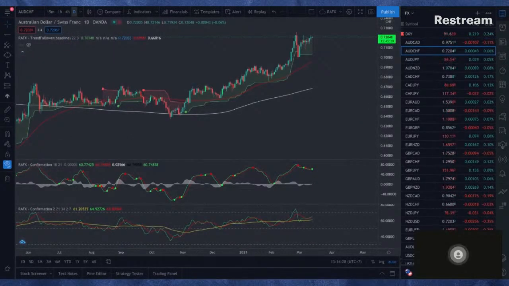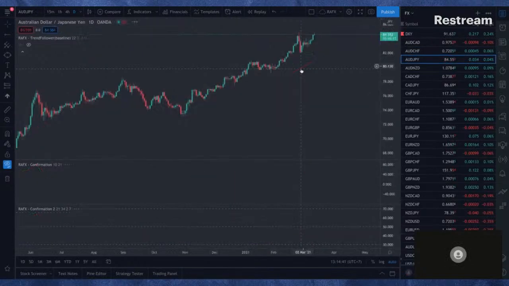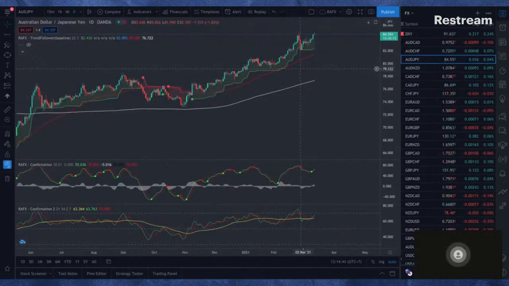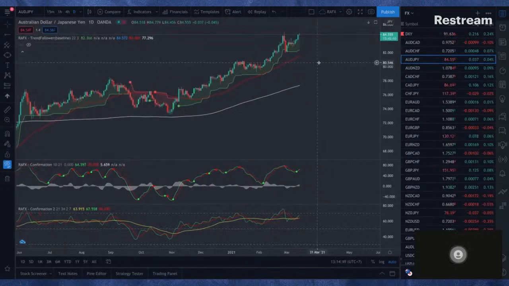So AUDCHF is uptrend, but I will skip it because the price is already too far from our 50 baseline. For AUDJPY, the same. Although it's uptrend, I am looking for a long opportunity, but I will not enter now because the price is too far from the market structure, which is again the 50 baseline.